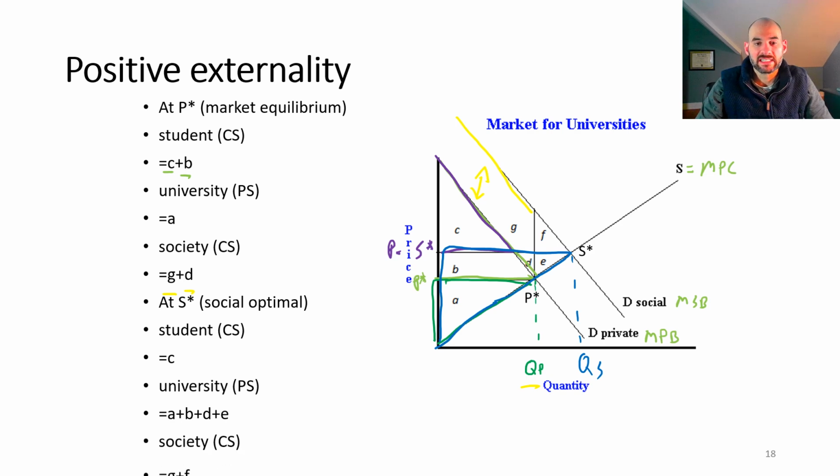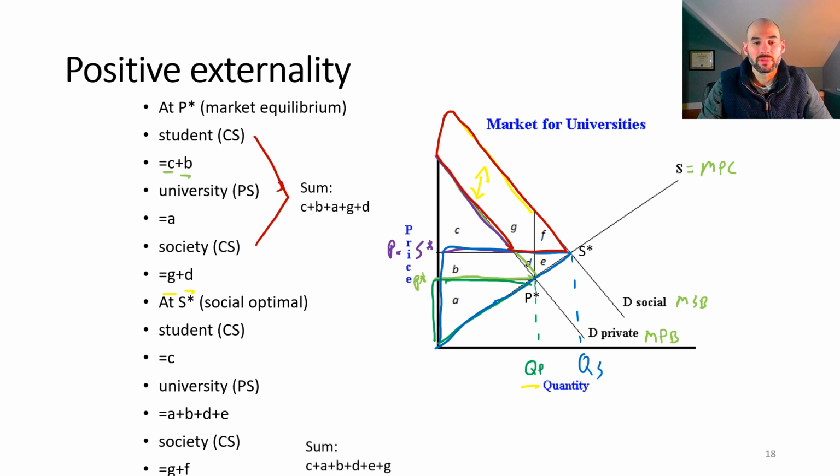And then lastly, considering the benefit to society, we're getting areas under the demand curve for society for the social benefit, above that price, so that's areas G and F. So when we take the sum of the student consumer surplus, society consumer surplus, and the university's producer surplus, there's no negatives there, so we just add all 5 letters. We get C plus B plus A plus G plus D.